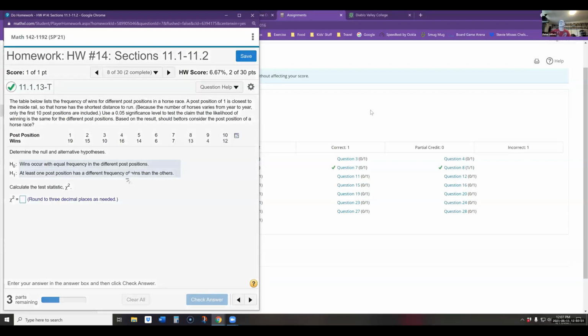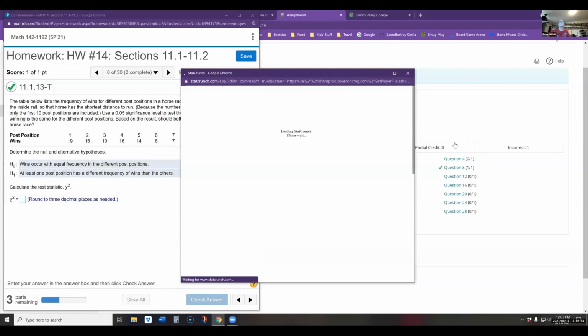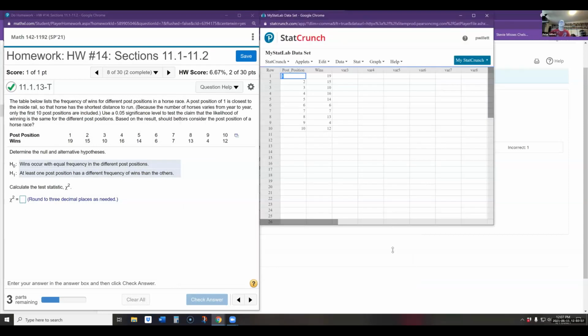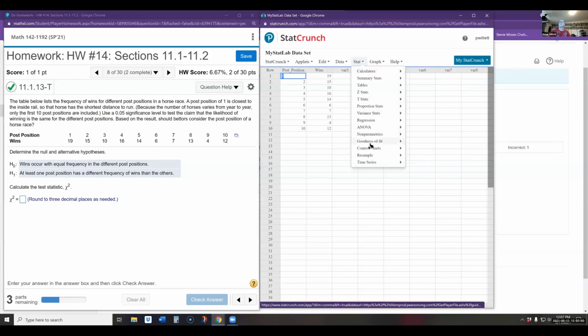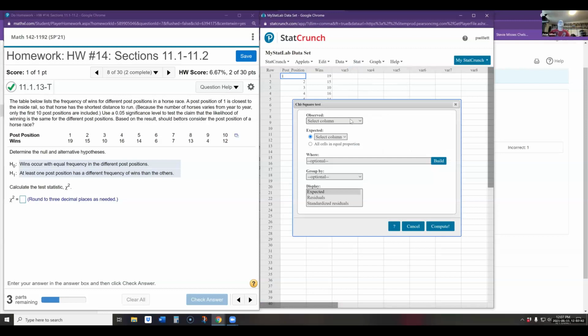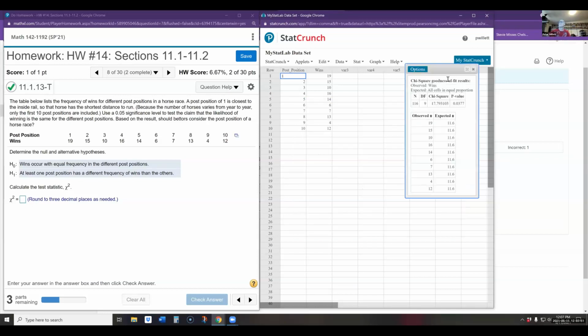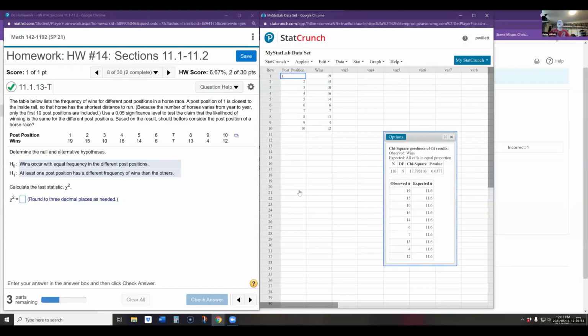So I'm going to open the data in StatCrunch. Again, we have our two columns here, and I'm going to go to Stat, Goodness of Fit, chi-squared distribution. I'm going to select the frequency of the observed values, which were the wins, and see if these are all equally likely, and compute. And it shows us if they were equally likely, on average, we would expect 11.6, since 116 were observed and there were 10 different possibilities. And so there do seem to be some differences, but let's see if it's enough to warrant the claim that we think these are not equally likely.